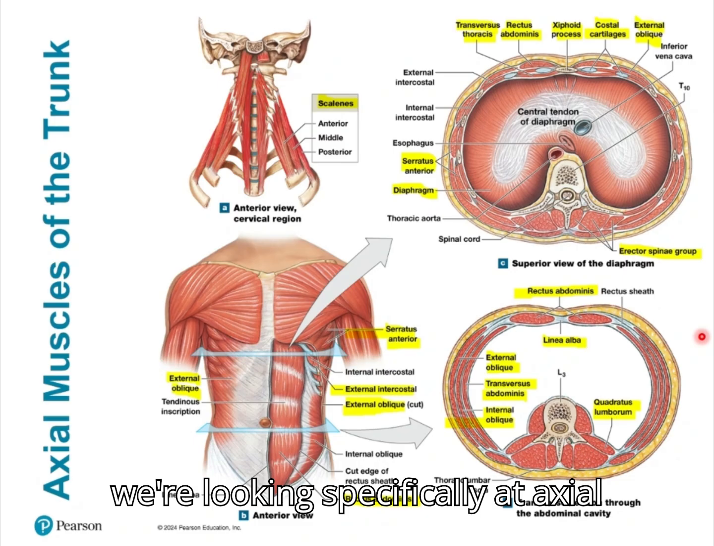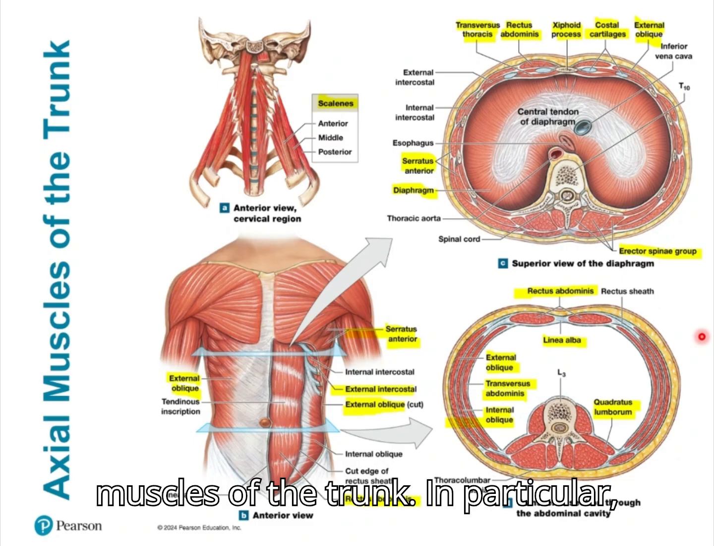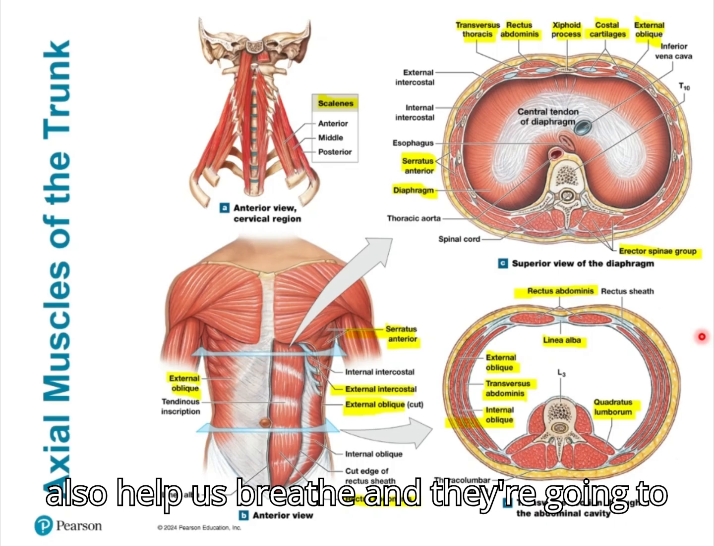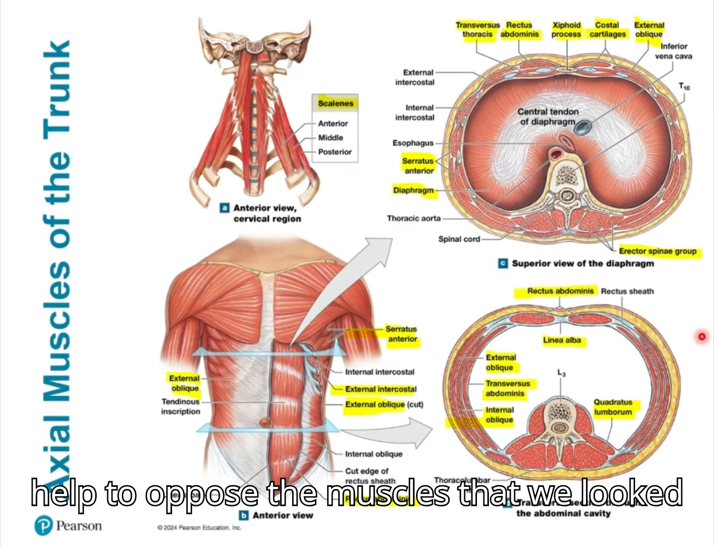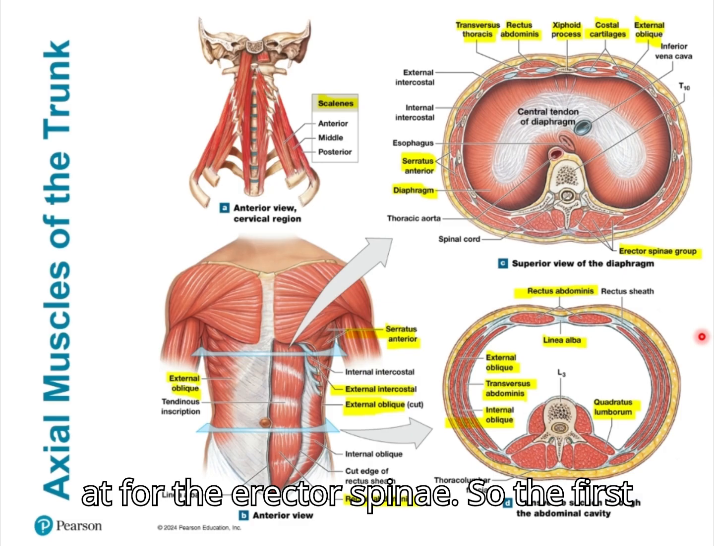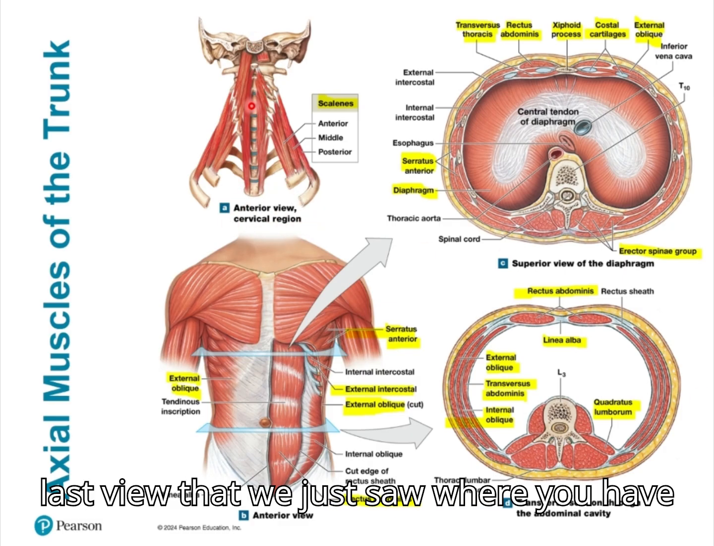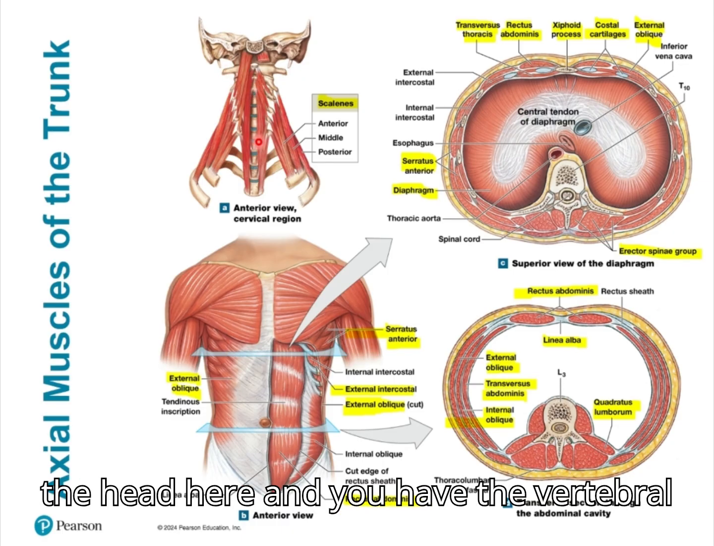Now we're looking specifically at axial muscles of the trunk. In particular, we're looking at ones that also help us breathe, and they help to oppose the muscles that we looked at for the erector spinae. The first area that we're looking at here is the anterior view, similar to the last view we just saw, where you have the head here and the vertebral column.